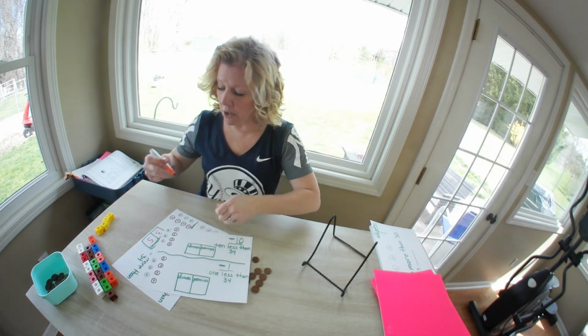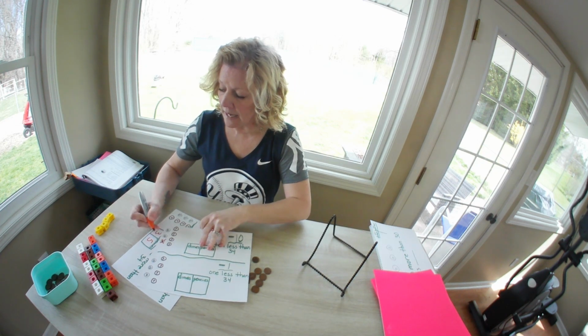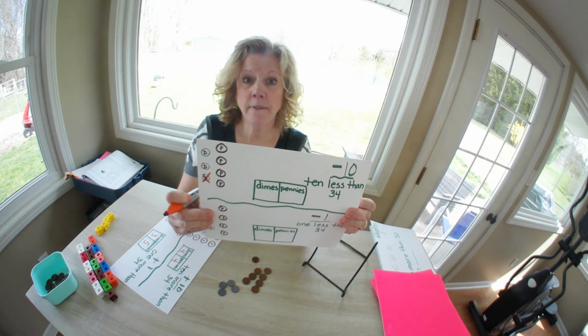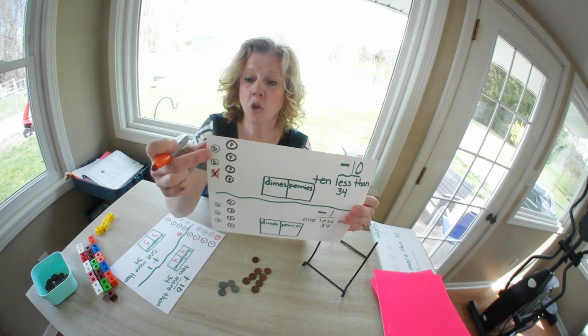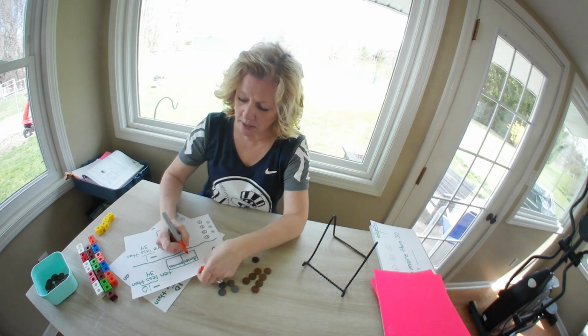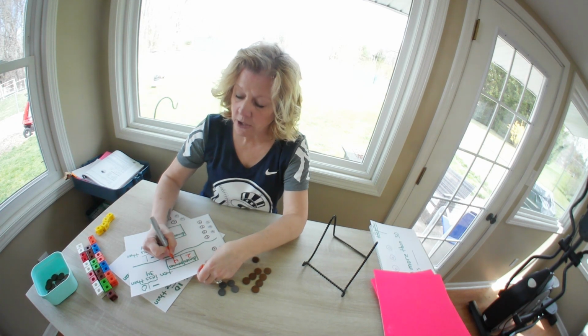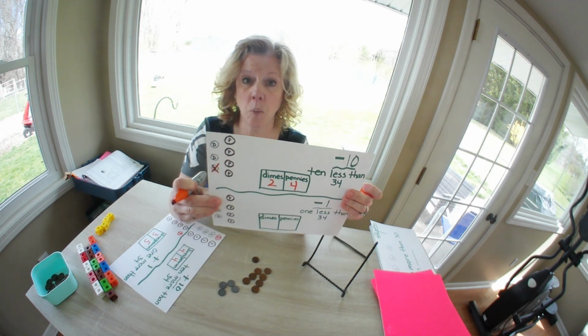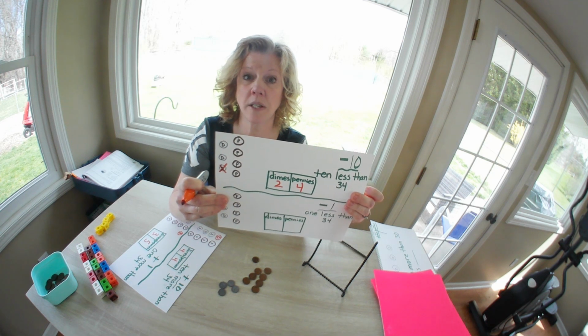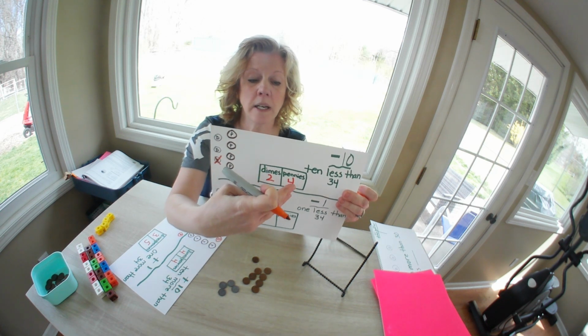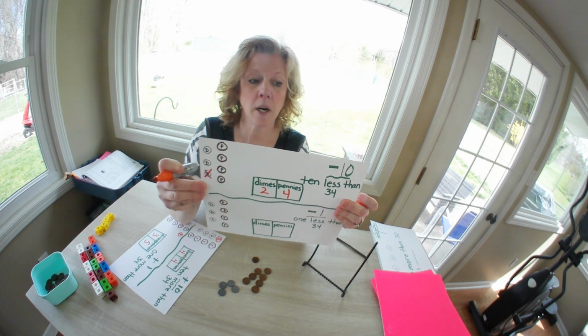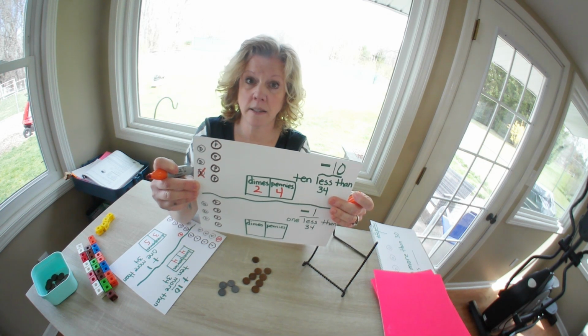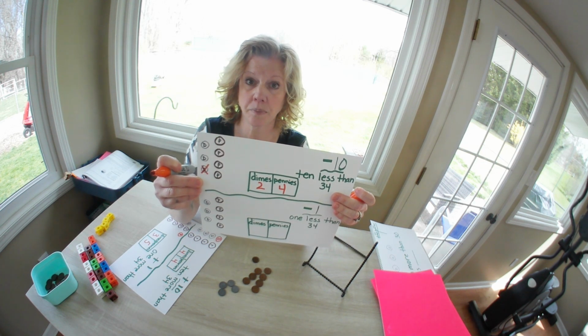What I'm going to do is cross out one of the dimes, and let's see what I'm left with. Looks like I'm left with 2 dimes. And again, my pennies are not changing because I'm not dealing with the ones. I'm only dealing with the tens, which are the dimes. So 2 dimes and 4 pennies is 24. 24 is 10 less than 34.